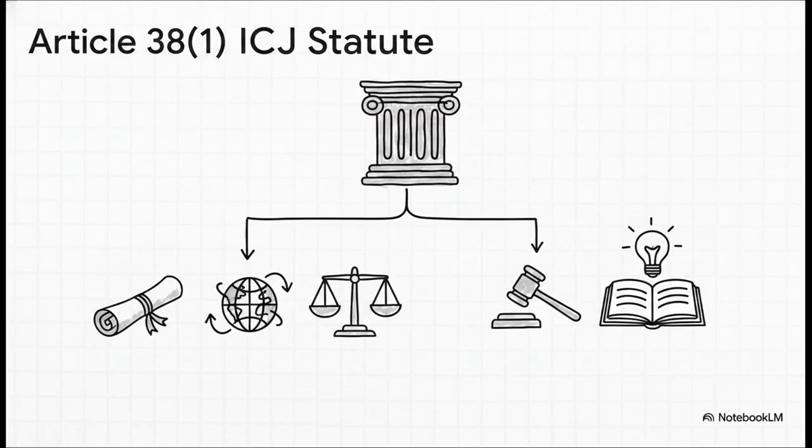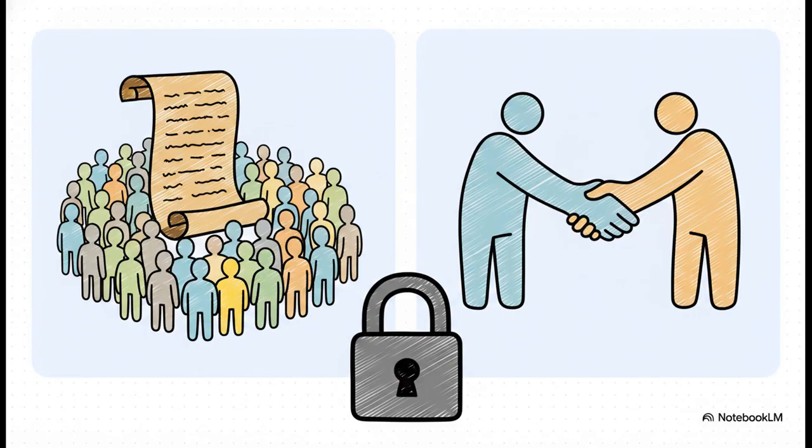Now, jurists divide these up into primary formal sources, that's your treaties, your custom, and your general principles, and subsidiary evidentiary sources, which are your judicial decisions and juristic teachings. Let's break those primary ones down first. First up are treaties, or international conventions. These are, by far, the most prolific primary source of modern international law.